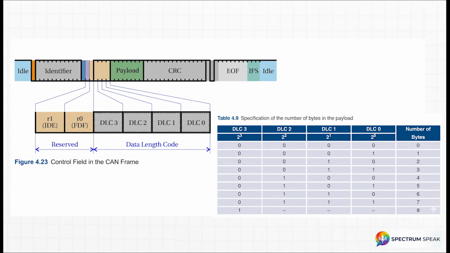Let's actually look a bit closer at that 6-bit control field. The first 2 bits, designated R0 and R1, are reserved bits for future protocol extensions. But the real magic happens in the next 4 bits, the DLC, or data length code. These 4 bits dictate your payload size. They're binary coded, meaning they can represent decimal values from 0 to 15. However, in standard CAN, this represents a payload of up to 8 bytes. So any binary value from 9 to 15 in standard CAN is simply interpreted as 8 bytes.